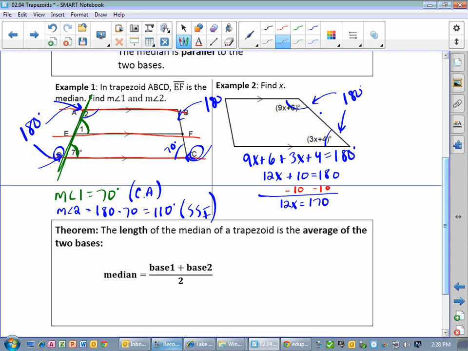So 12 times what number is 170? So it's not a whole number, is it? So how do we figure it out? Calculator, and what do we do? But what do we do specifically right here? We divide both sides by 12. Okay. So x equals 170 divided by 12.